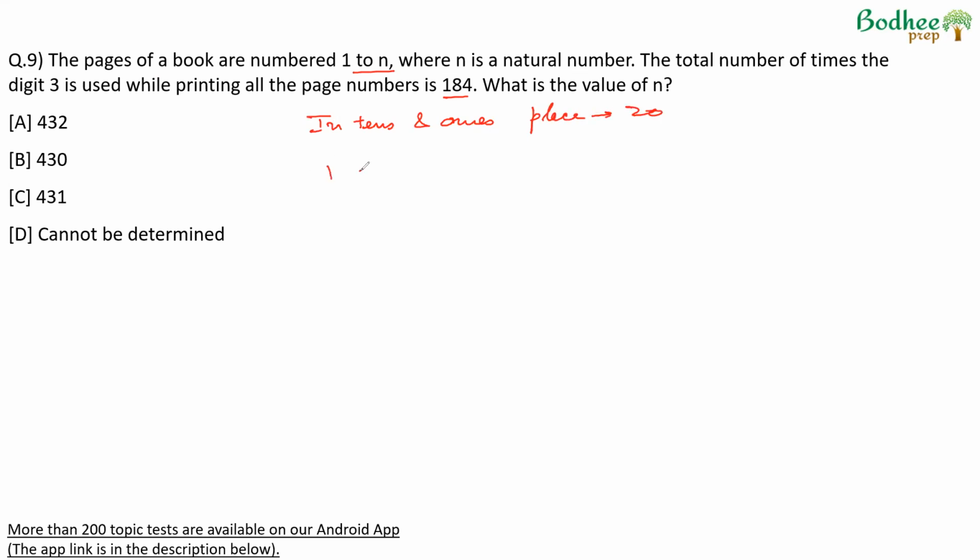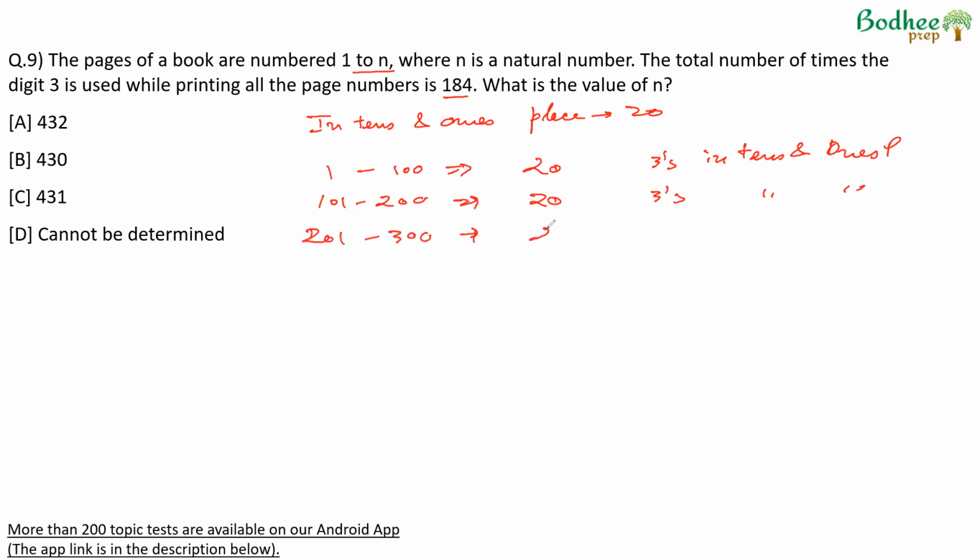So when we write page numbers from 1 to 100, we have 20 threes in tens and ones place. Similarly, from 101 to 200, we have 20 threes in tens and ones place. From 201 to 300, we have 20 threes in tens and ones place. From 301 to 400, we have 20 threes in tens and ones place.